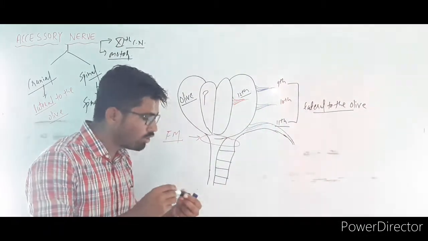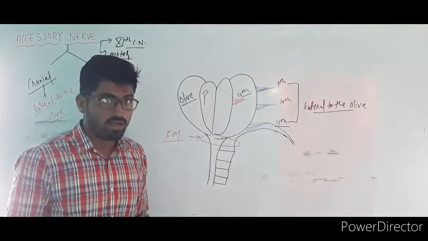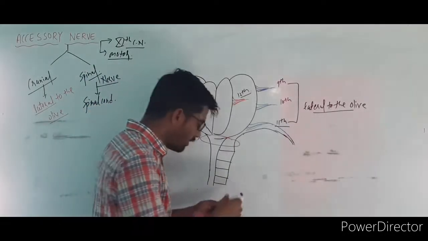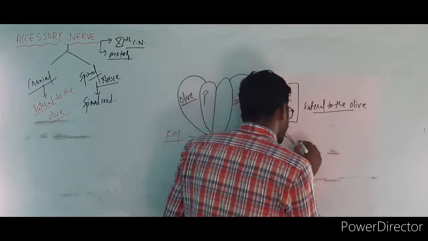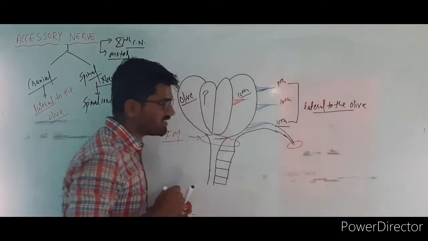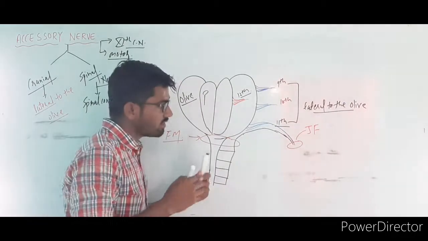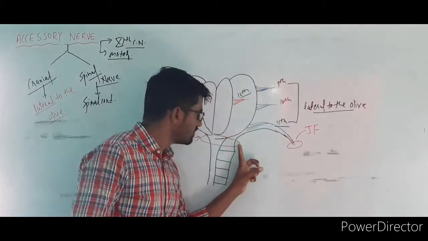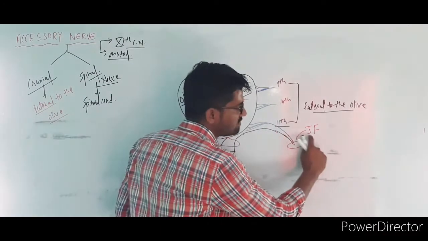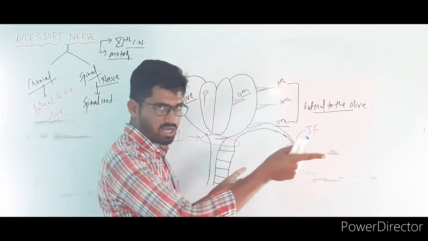It will join the cranial roots and it comes out from where? I have already explained in the 9th cranial nerve that it comes out from the jugular foramen. So here is one foramen, right? And that is called the jugular foramen. This spinal root and cranial root join just before the jugular foramen and come out, and after this they separate.